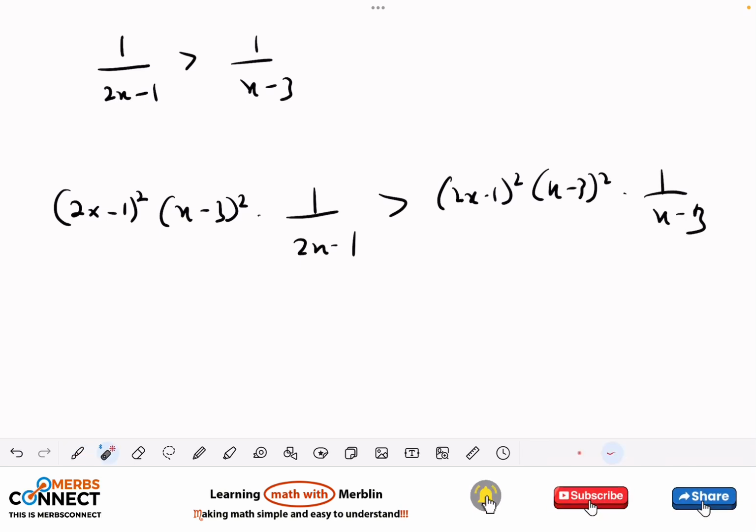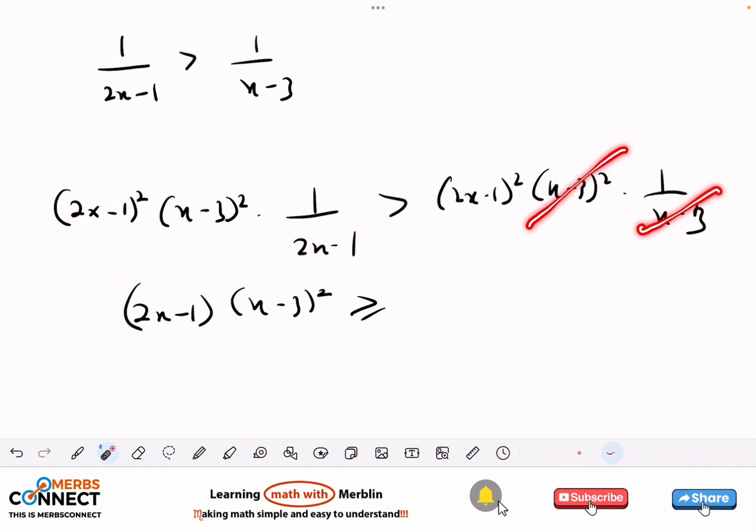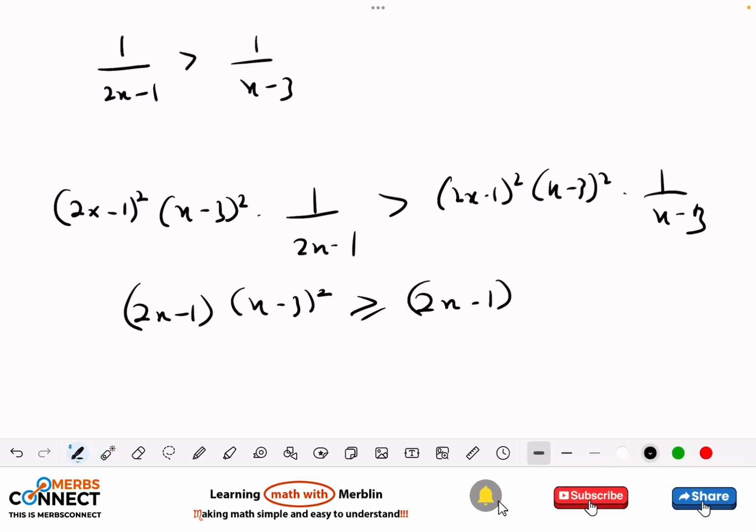So now you see that this will cancel one of this. So on the right side, I'm going to have 2x minus 1, x minus 3 squared greater than, because one of this one will cancel this. So at least on the left side, I still have this one here. And then this one too will cancel one of this. So at least on the right side, I still have one of this one here. So 2x minus 1 squared, then x minus 3.